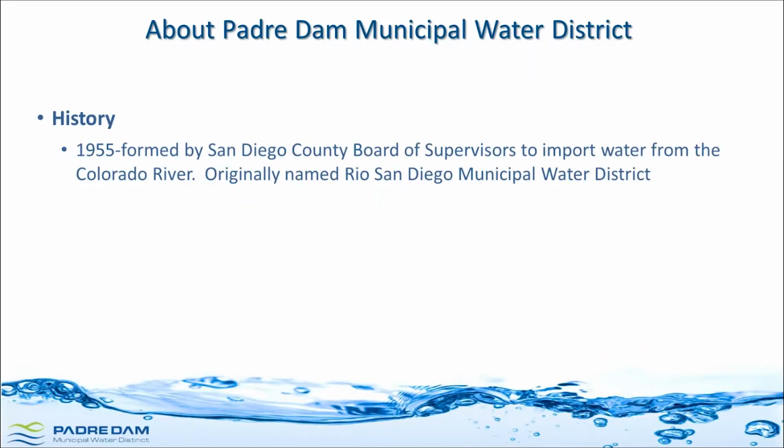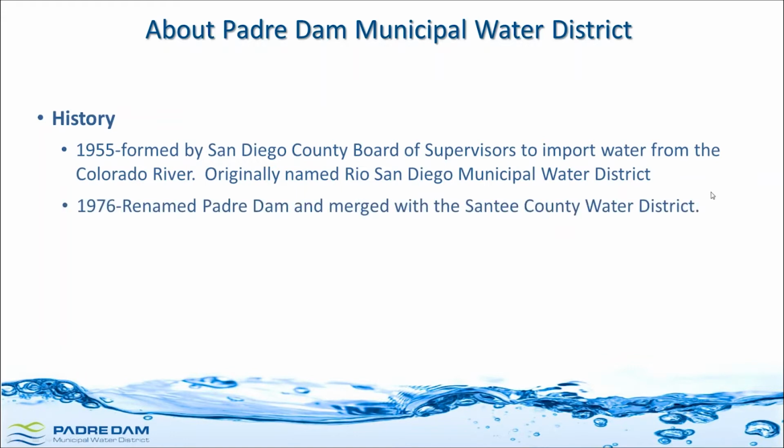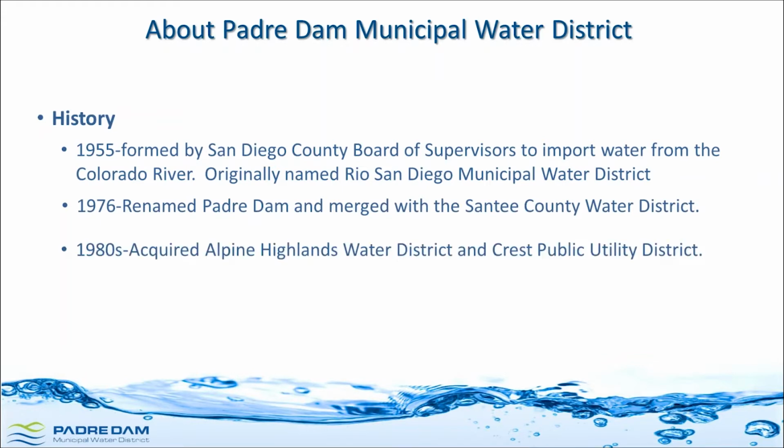And Elena is going to talk about a little history and statistics and how we kind of got started with our enterprise GIS. Yes, so a little bit about Padre Dam's history. We were formed in 1955 by the San Diego County Board of Supervisors to import water from the Colorado River. Originally, our name was Rio San Diego Municipal Water District. In 1976, we were renamed to Padre Dam as we merged with the Santee County Water District. In the 1980s, we acquired two smaller utilities, Alpine Highlands and Crest.